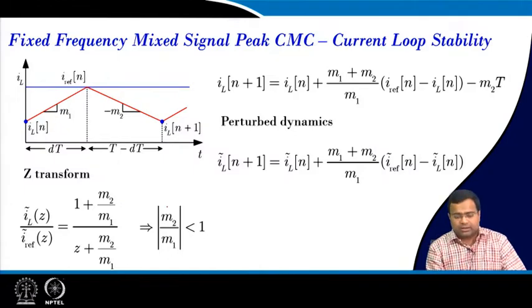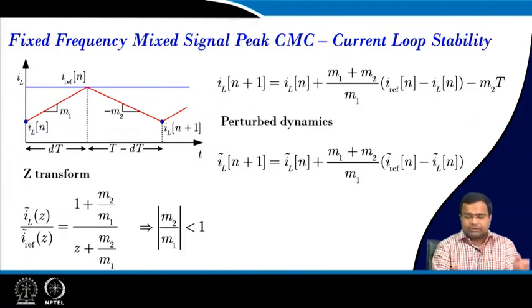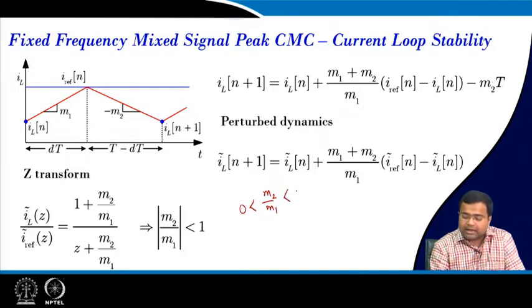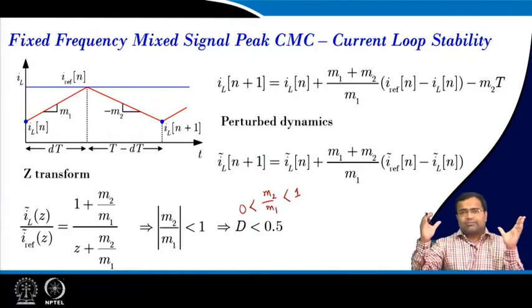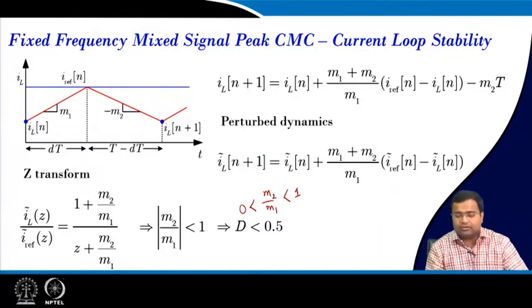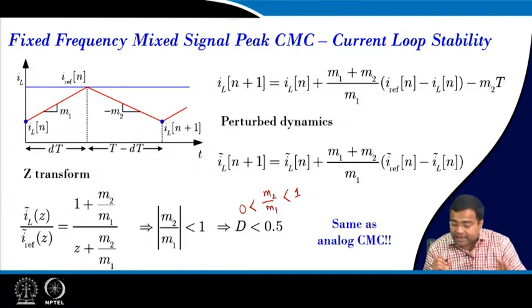You can show in a subsequent perturbation that if you take the Z transform, it turns out again mod M2 by M1 should be smaller than 1, and since M2 and M1 both are positive, your requirement is that M2 by M1 must be greater than 0, which is true, and it must be less than unity, and again it will turn out the duty ratio is less than 0.5. I am not going through all the steps, because we have already discussed them for the analog current loop. So, the bottom line is this: the same as this.